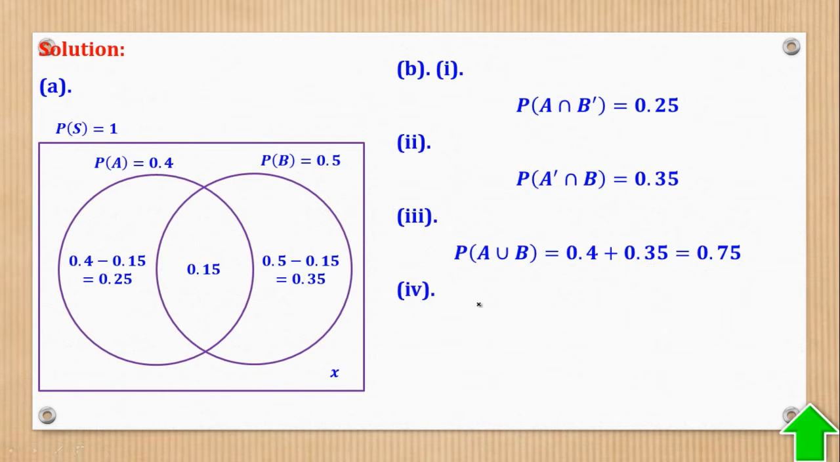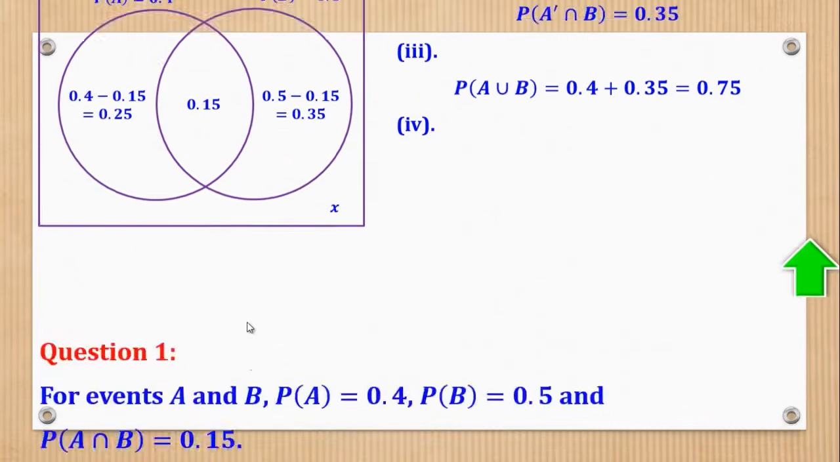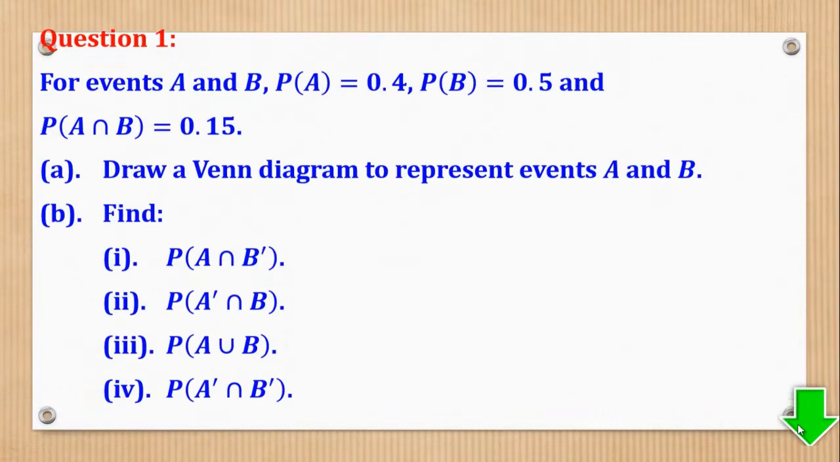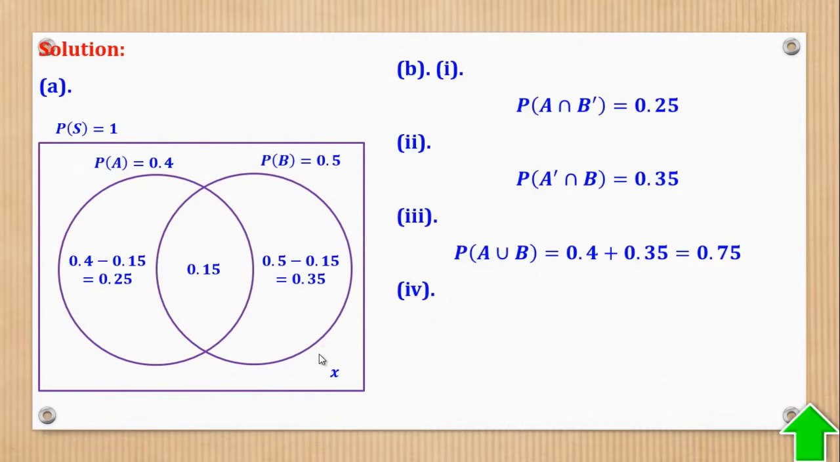Then Roman 4, probability of A complement intersection B complement. So what is outside the set? This value of X is what they want.